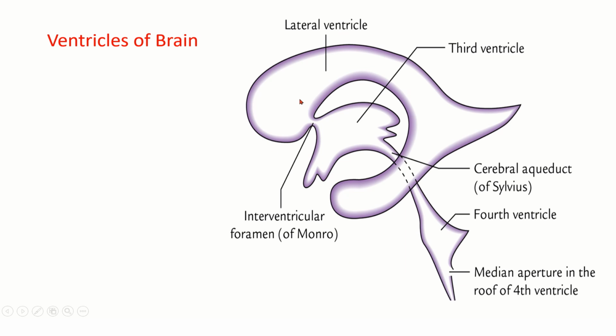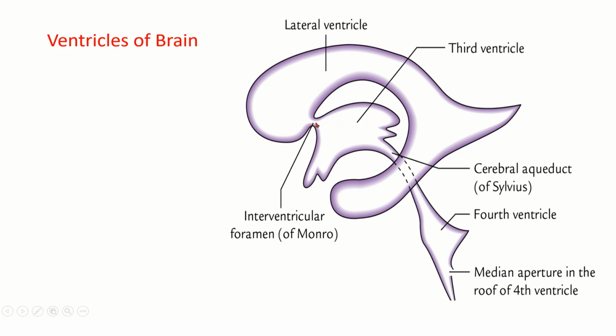So these are the ventricles. You can see this is the lateral ventricle. Actually, there will be two lateral ventricles. Then we have the third ventricle and the fourth ventricle, connected by the cerebral aqueduct or aqueduct of Sylvius, which is the cavity of the midbrain. The cavity of the medulla and pons together forms the fourth ventricle, roofed by the cerebellum. The cavity of the cerebral hemispheres is the lateral ventricle. The cavity of the diencephalon is the third ventricle.